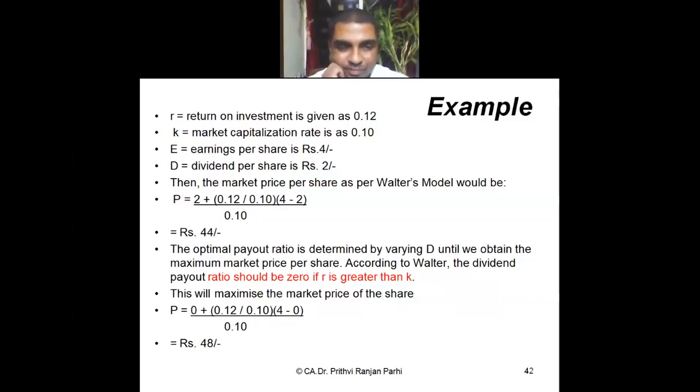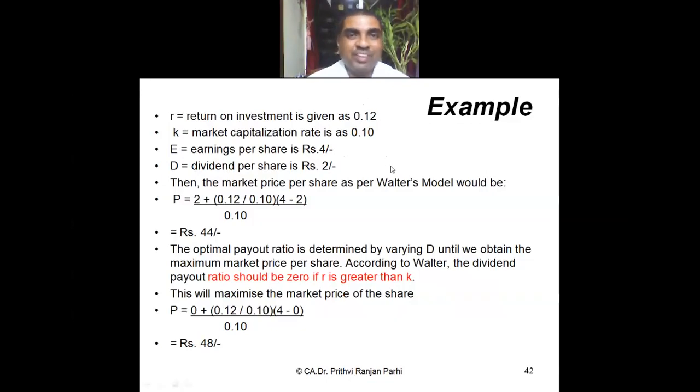Because in the second case, dividend is 0. Dividend is 0, but why are share prices increasing? What is the main reason? What is the primary or fundamental reason for that? The fundamental reason is that R is more than K. If R is more than K, it is a growth firm. A growth firm should not pay any dividend. That is one.